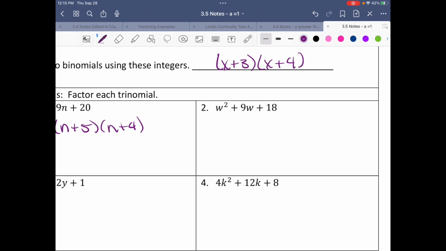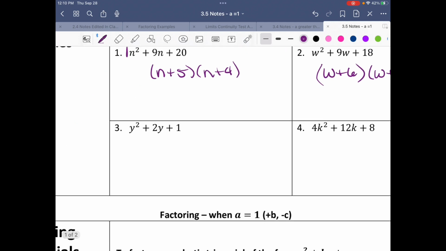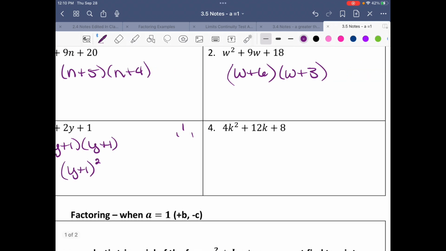Okay, we've got w squared plus 9w plus 18. Factors of 18 that add to be 9 are 6 and 3. So w plus 6, w plus 3. Okay, y squared plus 2y plus 1. Factors of 1 that add to be 2. 1 does have a pair of factors. It's just 1 and 1. Well, does 1 and 1 add to be 2? Yes. So my factor pairs, y plus 1, y plus 1, written as y plus 1 squared.